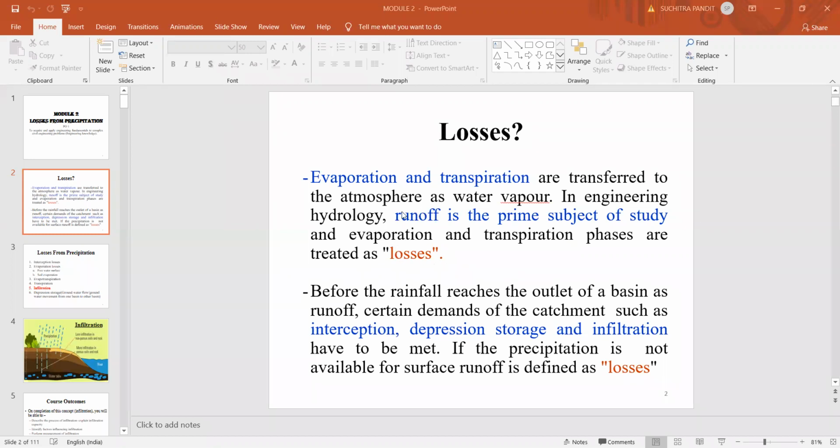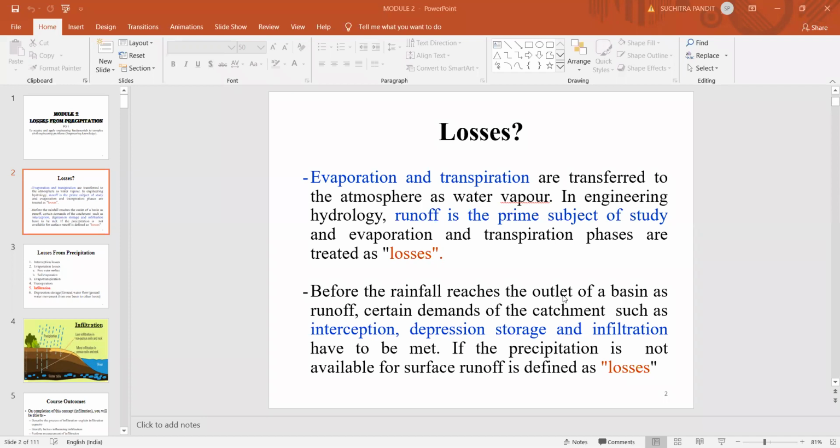We civil engineers are much concerned about the volume of runoff that comes out of the catchment area after calculating all the losses. The remaining water that comes out of the catchment area is referred to as the runoff. After meeting all the losses, the remaining water comes out of the catchment area at a point called the concentration point, where the discharges are measured.